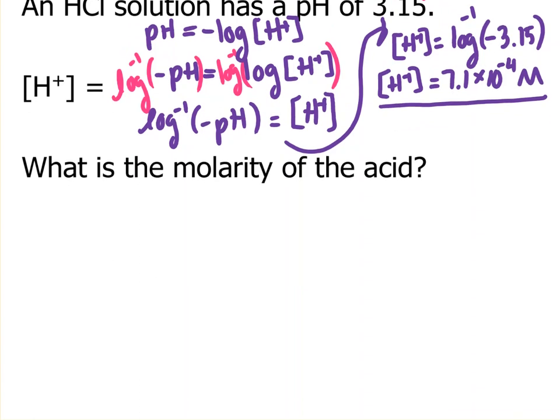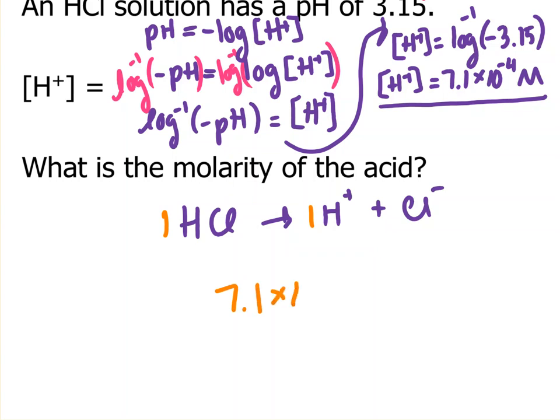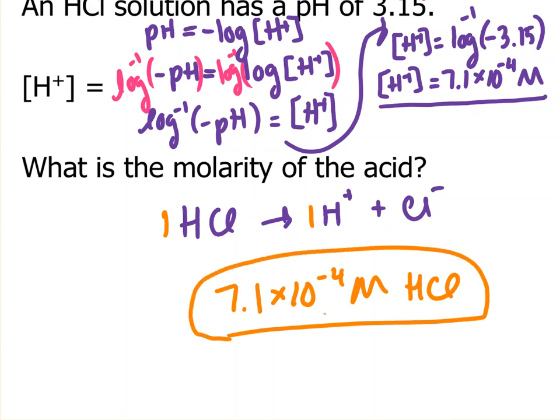And then this next question, we just have to remember this is hydrochloric acid. It totally ionizes. And so I know that there's a 1-to-1 mole ratio. And so I know it's the same number. And by the way, it's still called this concentration of HCl, even though we know that the HCl is actually all in these forms in the solution.